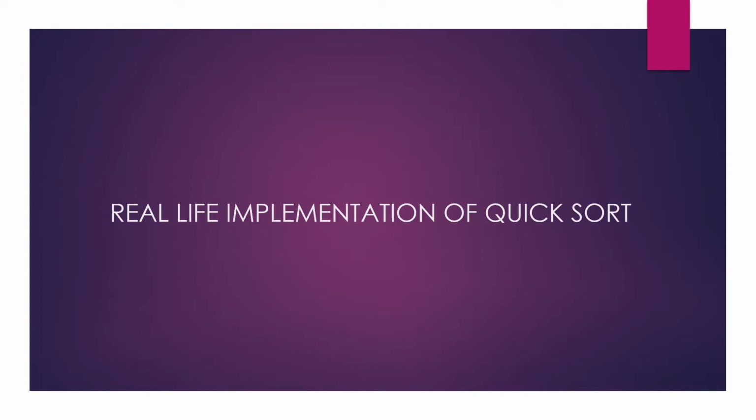I am going to present to you about real-life implementation of quicksort. I am going to give you two examples, but I will explain only one of them, just to make you understand about quicksort. Before we go to the examples, I would like to remind you of what quicksort is. Quicksort is a divide and conquer algorithm. It picks an element as a pivot and partitions the given array into subproblems.